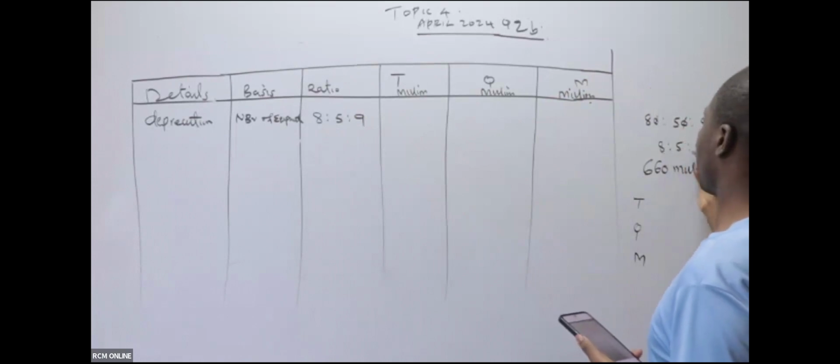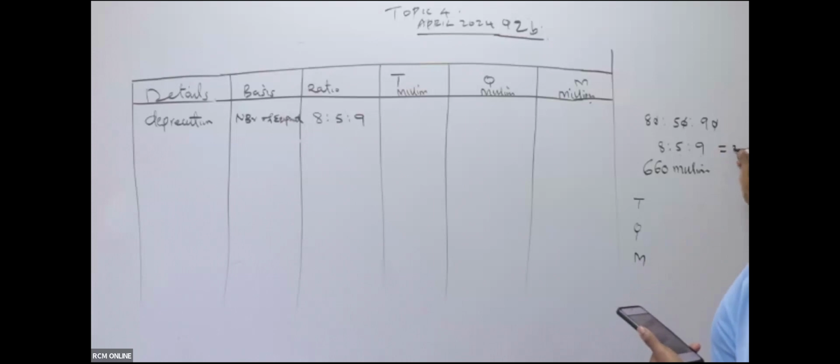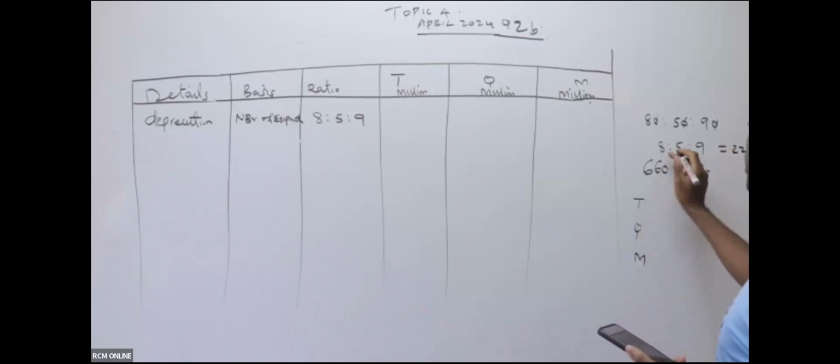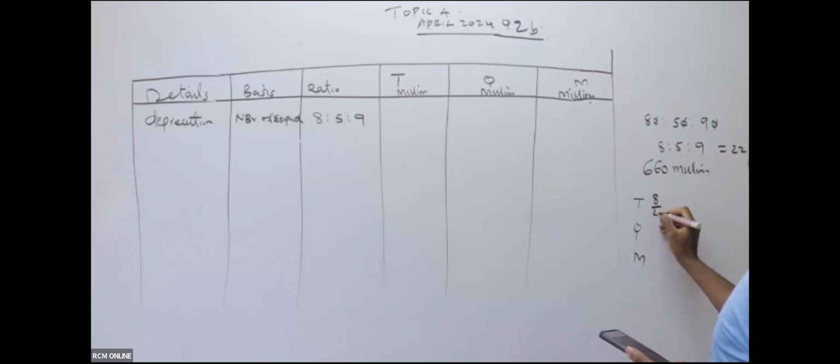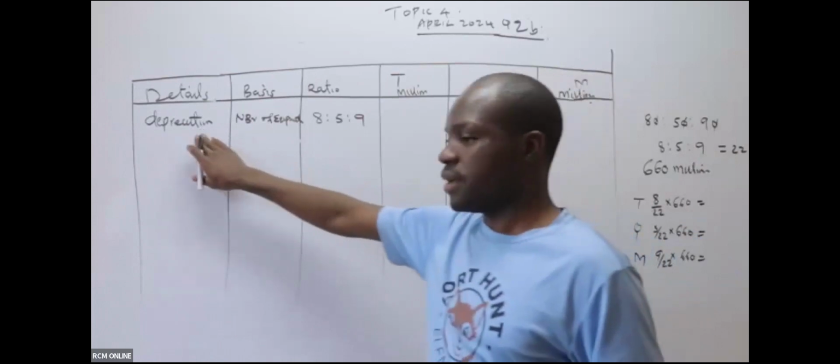That is 8 plus 5 plus 9. What are we getting? We are getting 22, right? So it means T is having 8 over the total, Q is having 5 over the total, M is having 9 over the total. So that will be used to distribute the 660, which is the total depreciation expense.